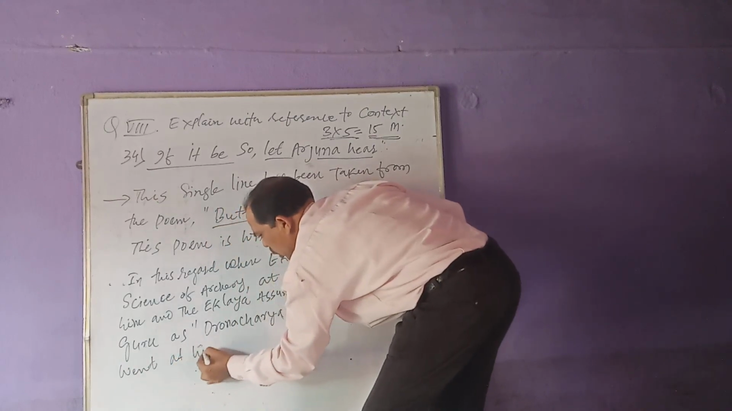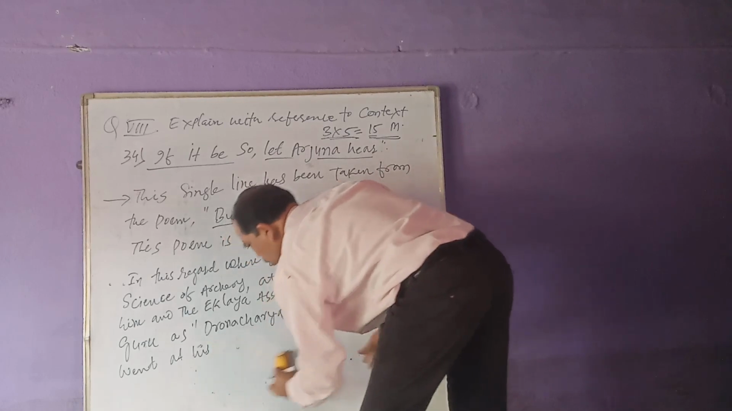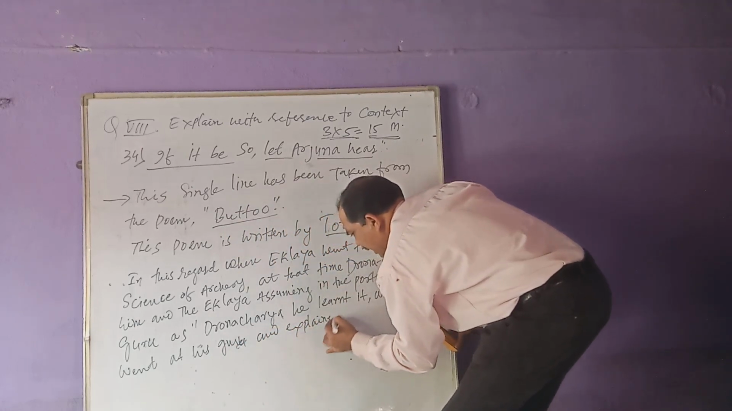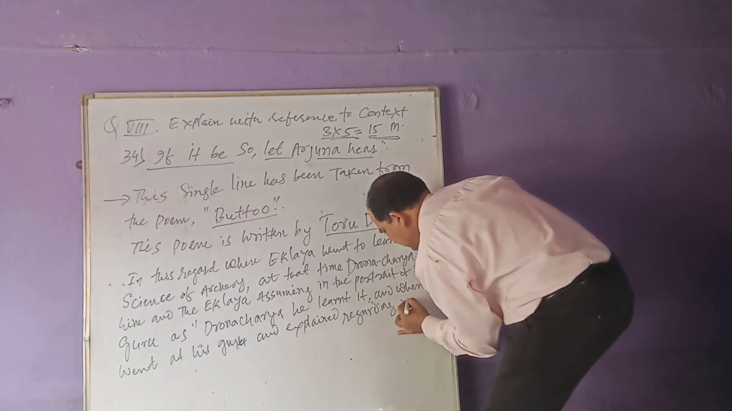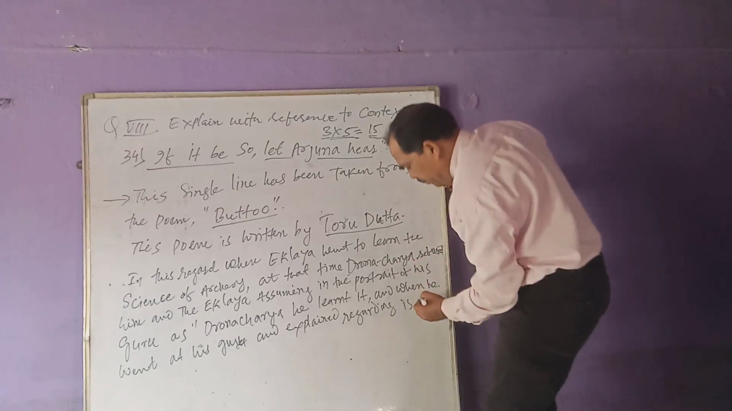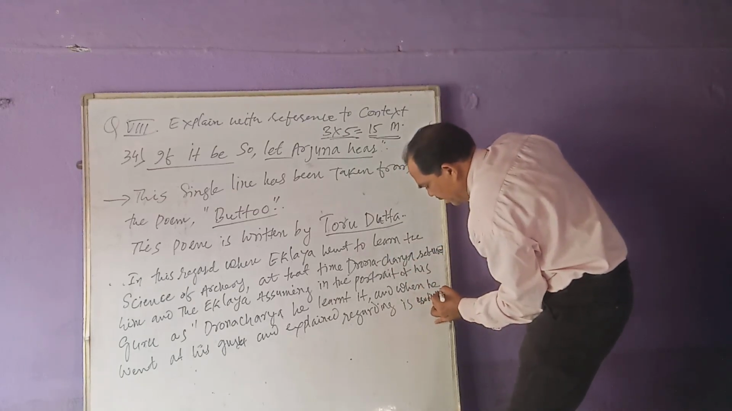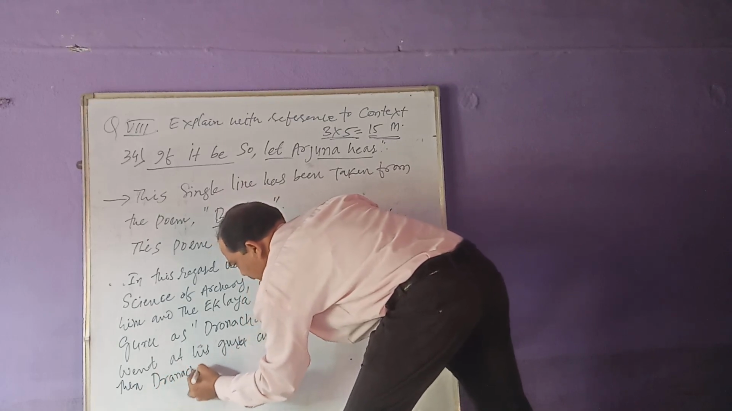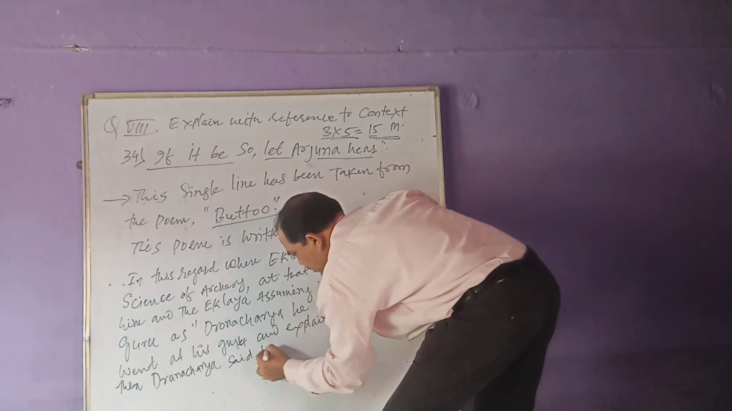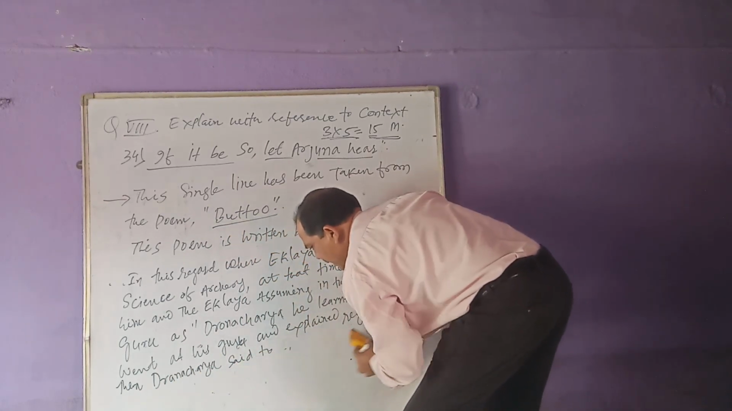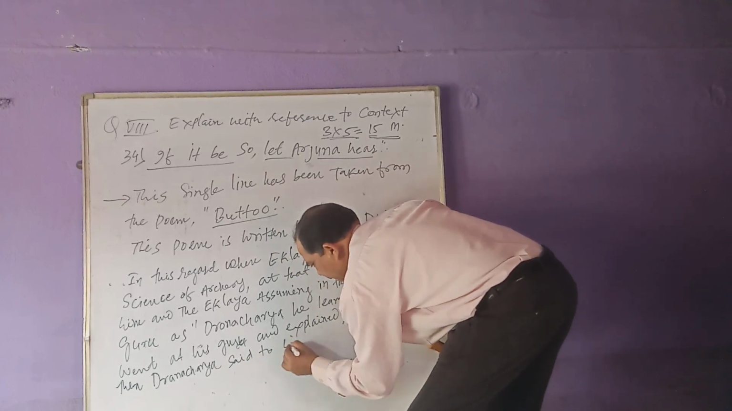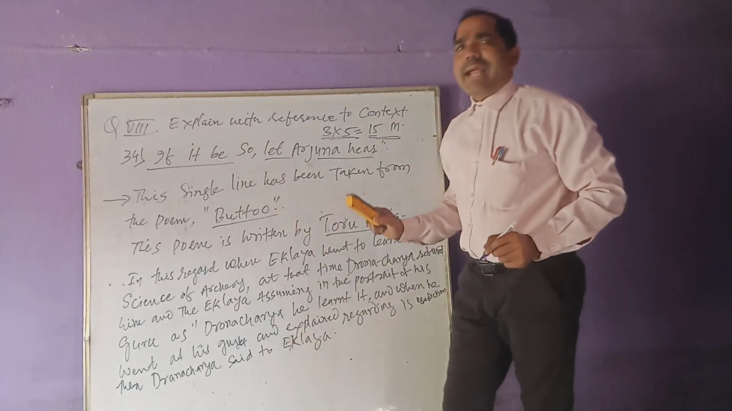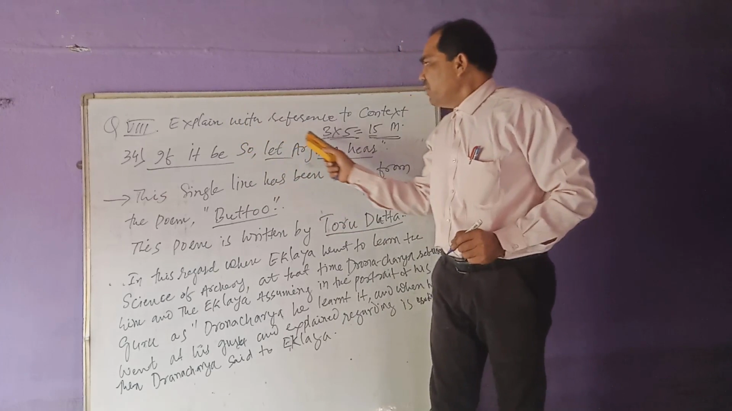And when he went to his guru and explained regarding his erudition, then Dronacharya said to Eklavya. In this way, what you have to do, you have to write that reference to the context, or explain with reference to the context.